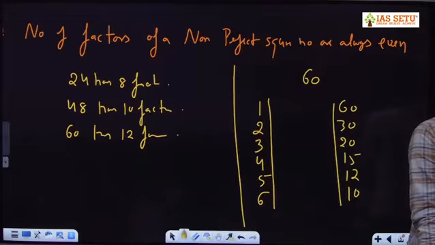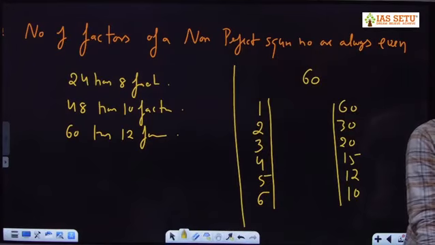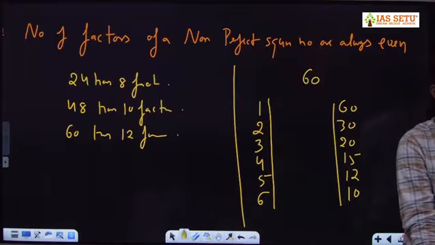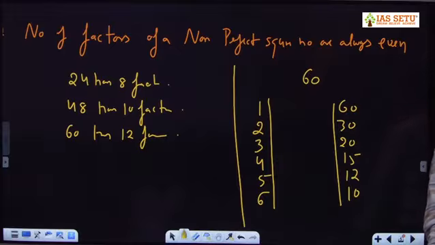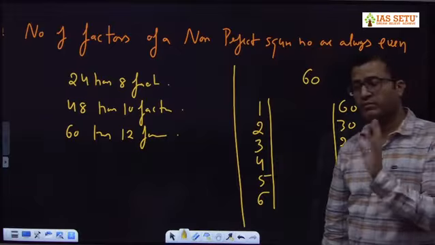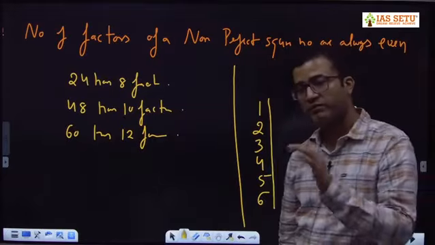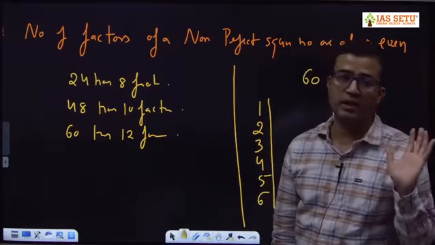And these are important. The first observation is very important: the number of factors of a perfect square number is always odd. And vice versa: if a number has an odd number of factors, you can conclude that it is a perfect square number. The number of factors of a perfect square number is always odd, and if a number has an odd number of factors, it will definitely be a perfect square.